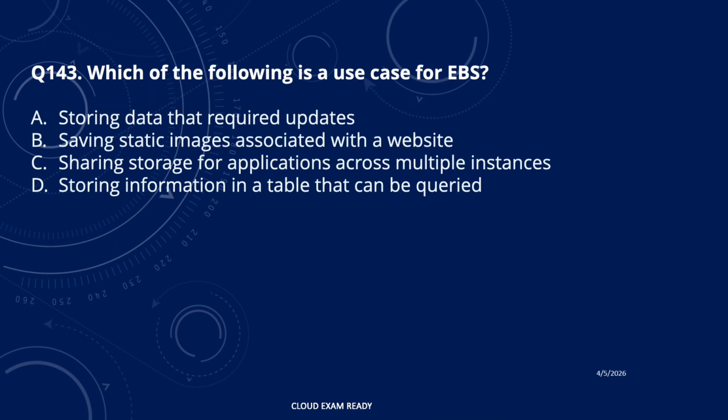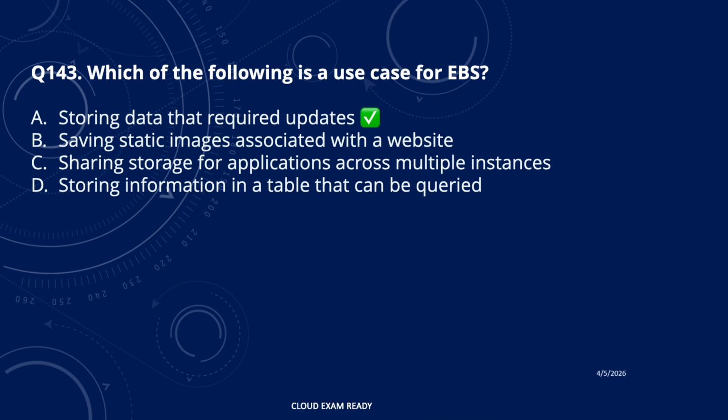Next, question number 143. Which of the following is a use case for EBS? So EBS is Elastic Block Store. So we have options. Option A, storing data that requires updates. Option B, saving static images associated with a website. Option C, sharing storage for applications across multiple instances. And option D, storing information in a table that can be queried. So the correct answer for this question is option A, storing data that requires updates.